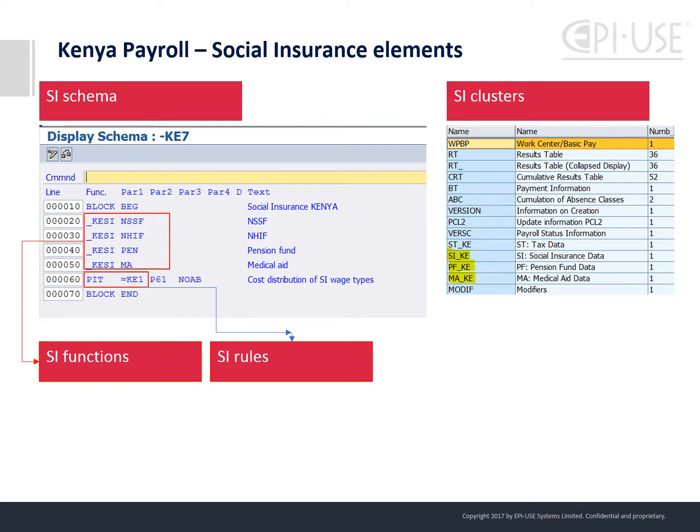The social insurance calculations in the payroll happen in schema KE7. It uses all the information from the info type. It uses all the operations, the functions, the rules, and the calculations are then stored in the payroll results in different SI clusters. See more of this in the next slide.